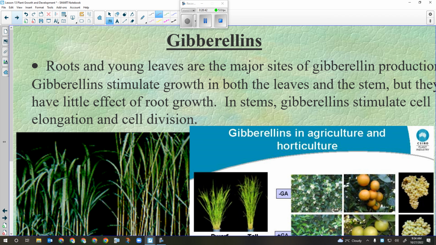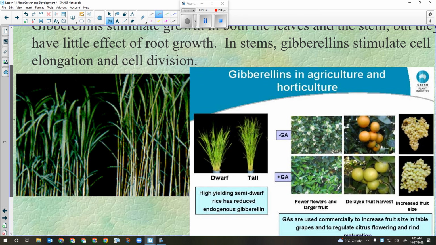Okay, gibberellins. Gibberellins are a generalized growth hormone, and they can affect the growth of the shoot. Not so much like auxins, but more that they are focused on growth in the leaves and the stem, but not in the roots, and not on secondary growth in any way. In stems, gibberellins stimulate cell elongation and cell division, so they're kind of a generalized growth hormone. Kind of a combination of the auxins and cytokinins. They can cause this to happen.